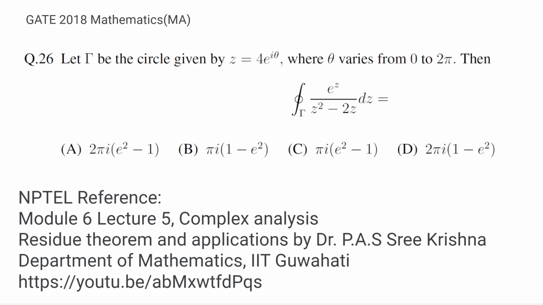The four options given are option A, 2 pi i times e square minus 1, option B, pi i times 1 minus e square, option C, pi i times e square minus 1, option D, 2 pi i times 1 minus e square.